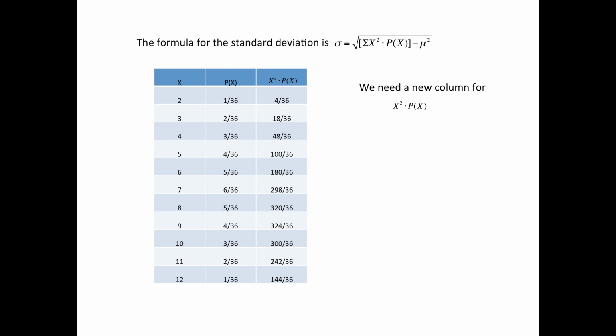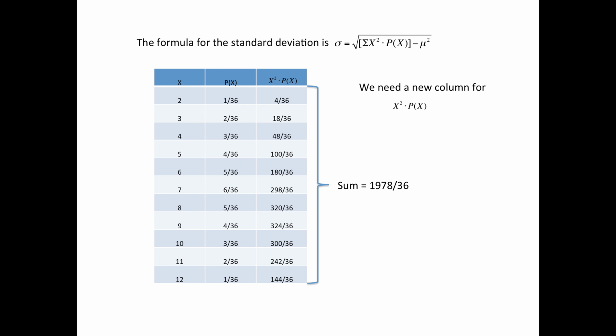There it is. So look, you just square this number, it's a 4. Multiply with this, it's 4 over 36. Square this number, it's a 9. 9 times 2 is 18, so 18 over 36. So this would be squared to 16. Multiply with this, it's 48, and that's where this one comes from. So then add up all of these numbers and then divide by 36.